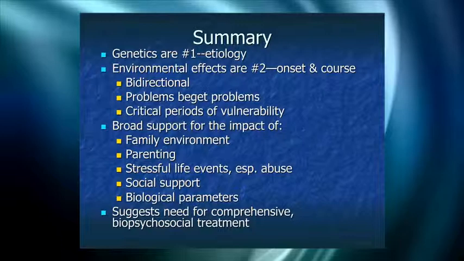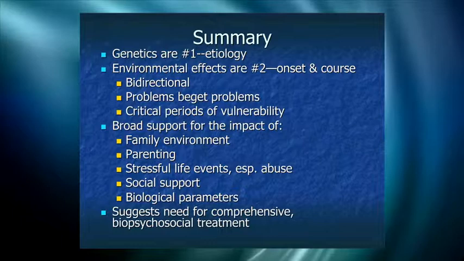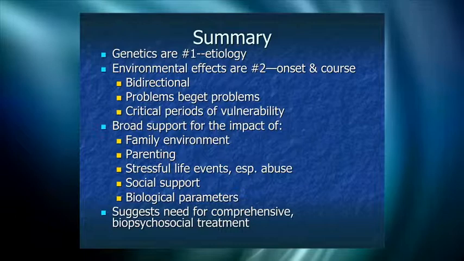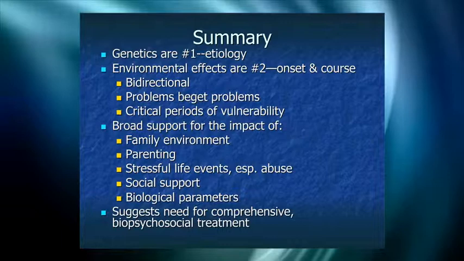So if you think about where that leaves us, genetics are really the number one issue when it comes to etiology. There's something very physiologic, biologic at the base of bipolar disorder. One of the most heritable illnesses we have. But environmental effects are not to be sneezed at. A clear number two, and they really seem to affect onset and course. They appear to be bidirectional. Problems beget problems. And there are critical periods of vulnerability. Never do anything bad to a child's brain, the younger they are. It's a good rule of thumb.